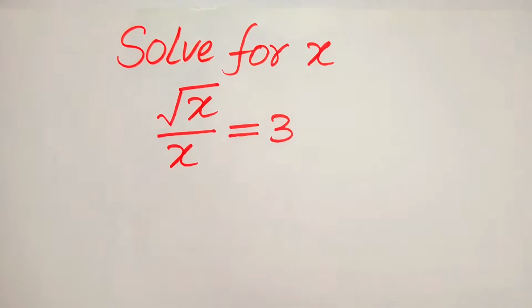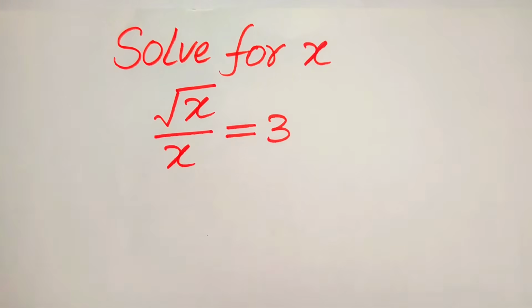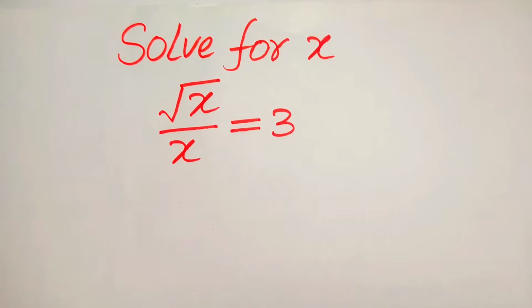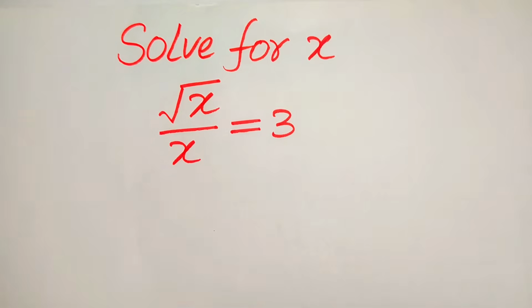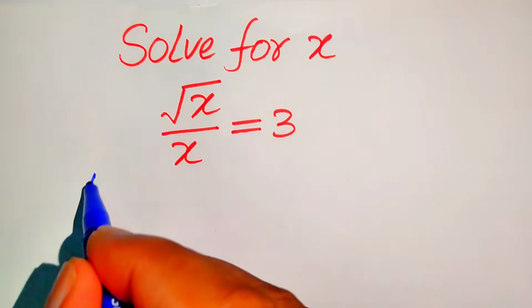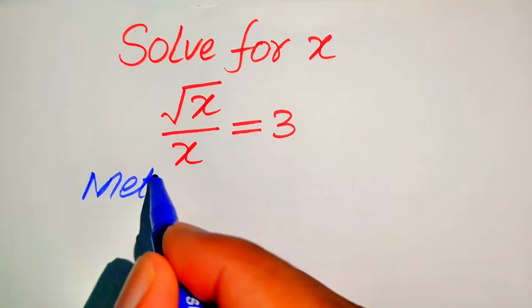Hello everyone, how to solve this problem for the values of x if we have square root of x divided by x is equal to 3. We solve this problem using two methods, and I hope you like both of these methods.